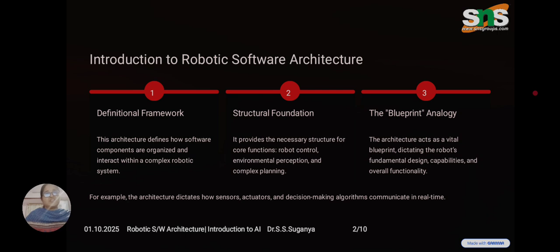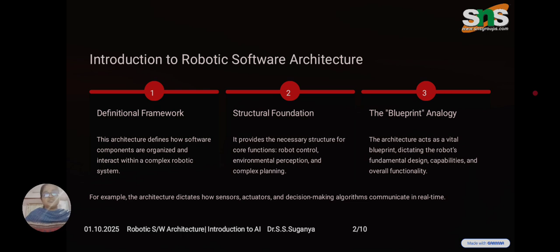Next is about the structural foundations. So the architecture provides a strong foundation for core robotic functions such as control systems, environment perception, complex planning, etc. Just like how a building relies on its structural design, a robot also efficiently and intelligently depends on its software architecture.